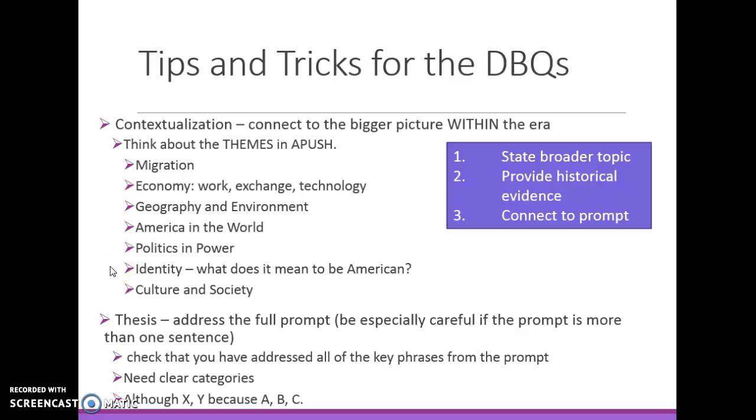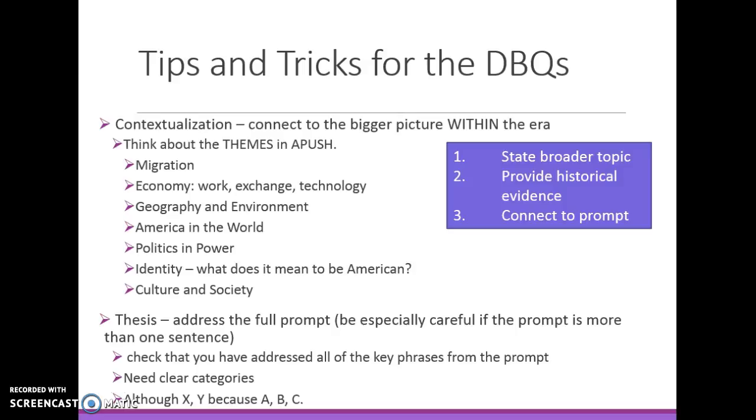This is a continuation of part 2 for the week 23 chat, or you can just consider this talking about tips and tricks for the DBQs, or points on the DBQ scale for APUS. Remember, it's out of 7, and so one of the points is contextualization.